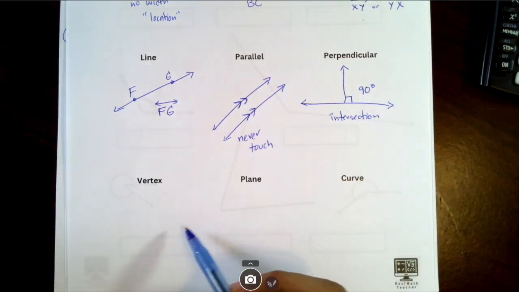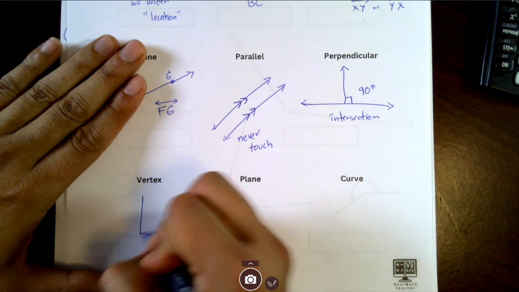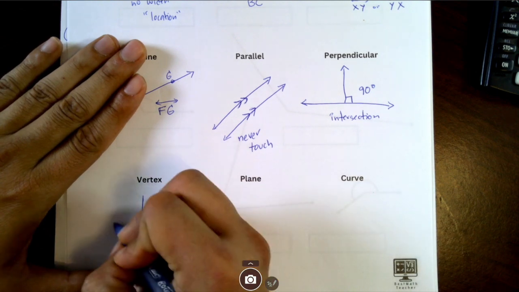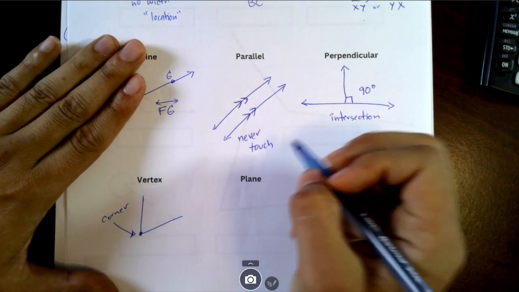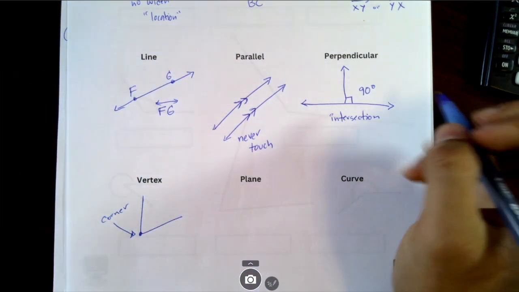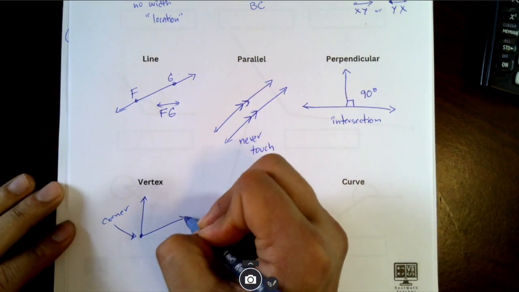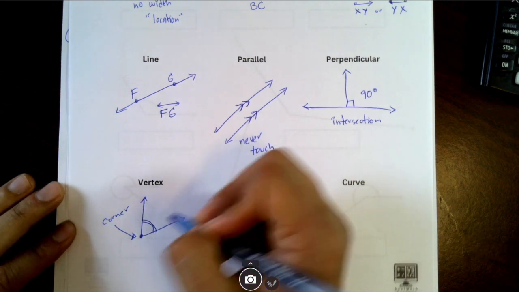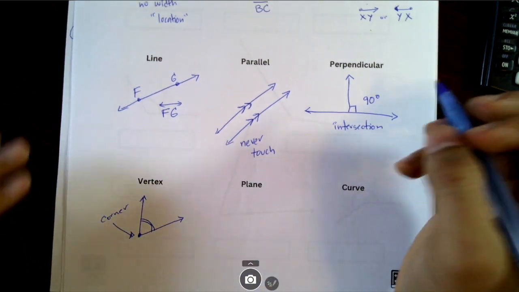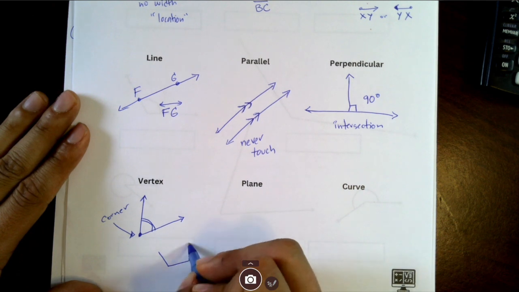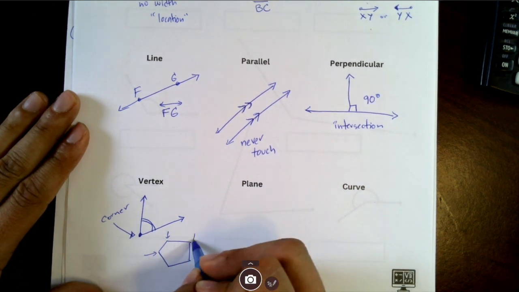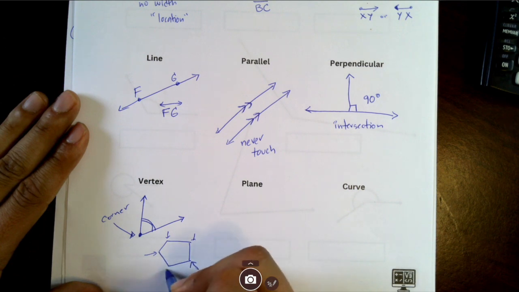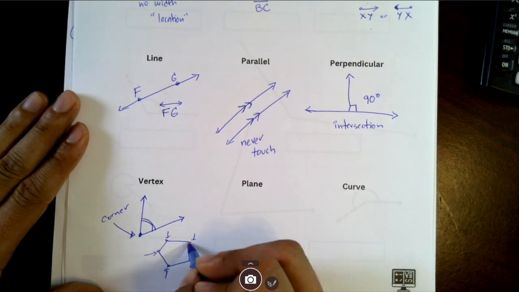A vertex is a corner. So if I draw an angle, it's a corner. Pretty self-explanatory. This is an angle, but the vertex would be that corner. Where if we have a shape, that's a vertex, that's a vertex, that's a vertex, that's a vertex. All these corners are vertices.